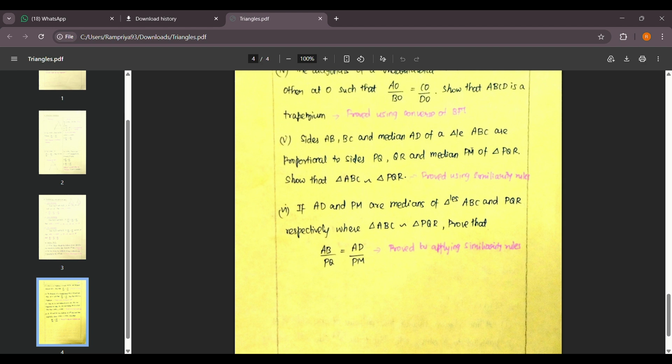And these two are the next important questions. Sides AB, BC and median of a triangle are proportional to sides PQ, QR and median of triangle PQR, show that these two triangles are similar. They can be proved by using the various similarity rules which we learned recently. And next, AD and PM are the medians of the triangles. Almost the same question, so you are asked to prove this. This can also be proved by using the various similarity criteria.